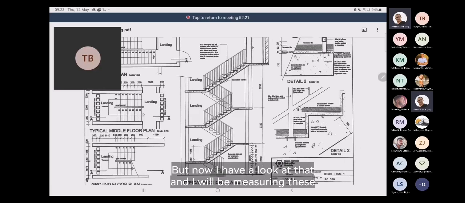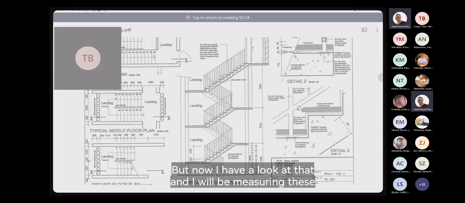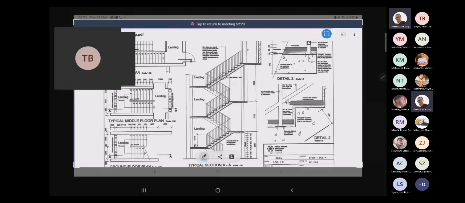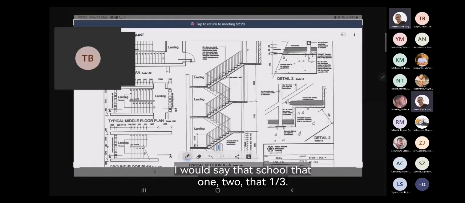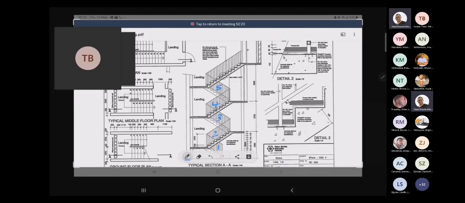But now I have a look at that, and I will be measuring these handrails starting from the bottom. I would say just call that 1, 2, 3, 4, 5, and 6. I need to measure, and all I need to measure here would be the lengths of these. Why? Why is that all that I need to measure?